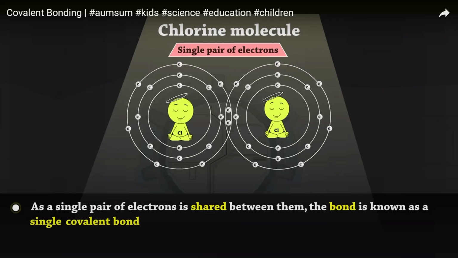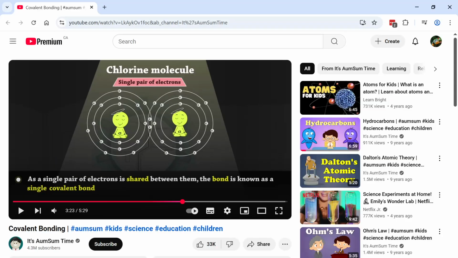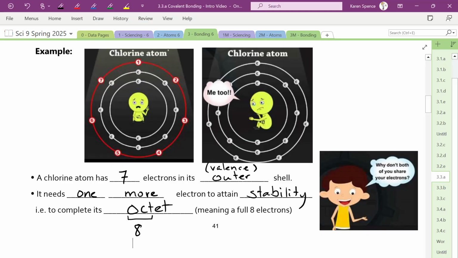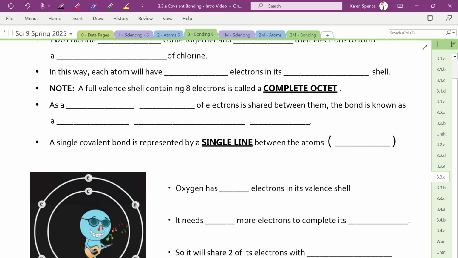Okay, a single pair of electrons, you can see right here, we have 2 of them that are contained by both atoms. A single pair of electrons is shared between them, and that bond is known as a single covalent bond. So the first 2 blanks, we have a single pair of electrons, and that is known as a single covalent bond.